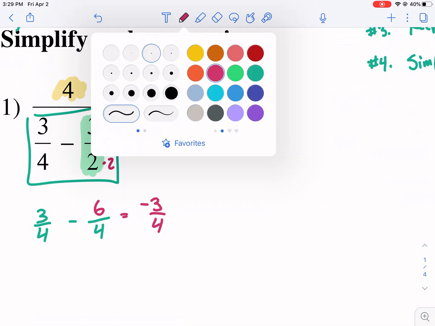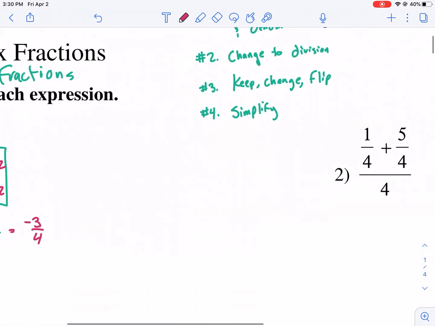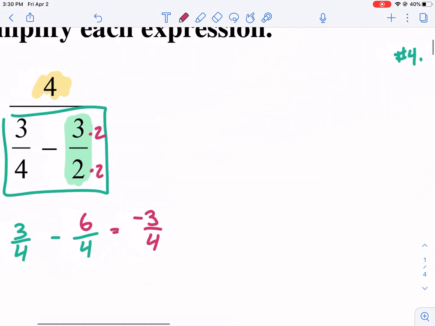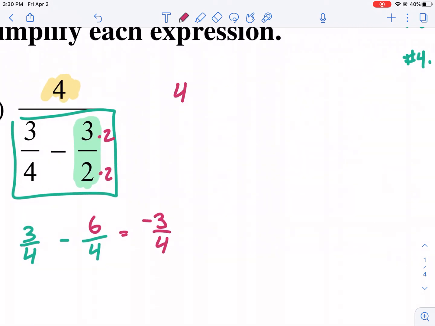Now I'm going to rewrite the problem, so maybe I should have written that: rewrite and change to division. So let's go ahead and rewrite it. 4 over negative 3 over 4. Notice how this 4 stayed the same, but then we changed the denominator to the simplified version where there's no addition or subtraction of multiple fractions.